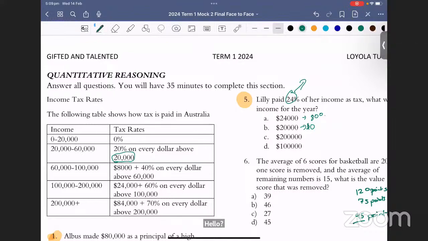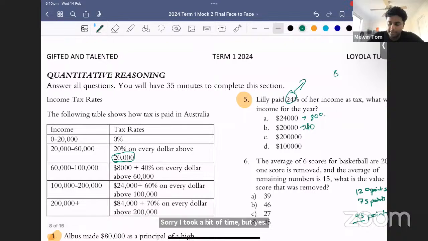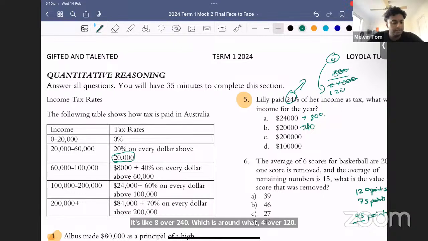Sorry, it took a bit of time, but yes. No, it's not. So, for example, 800 over 24,000, right? It's like 8 over 240, which is around what? 4 over 120. It's close to about 4%. Do you see that?